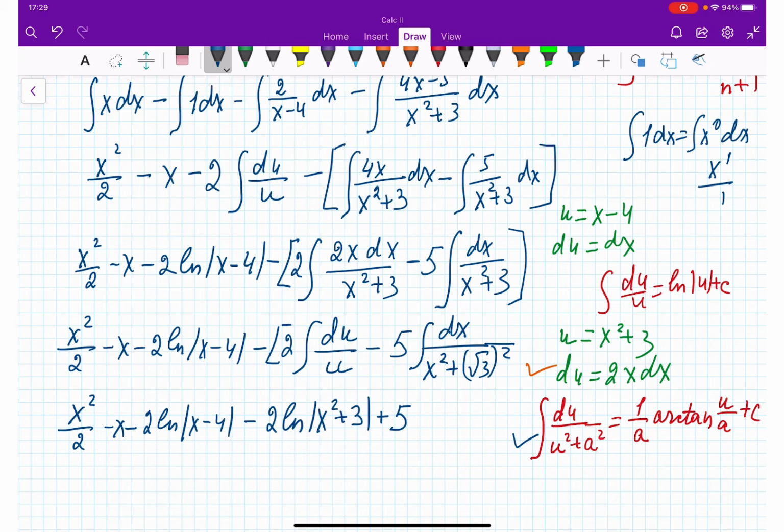All right, so what do we have here? Since I represent it as a squared, this is my u squared plus a squared, and we have du. So we are going to get 1 over a, it's going to be 5 over square root 3, right? And I am getting arctangent u over a, which is going to be x over square root of 3.